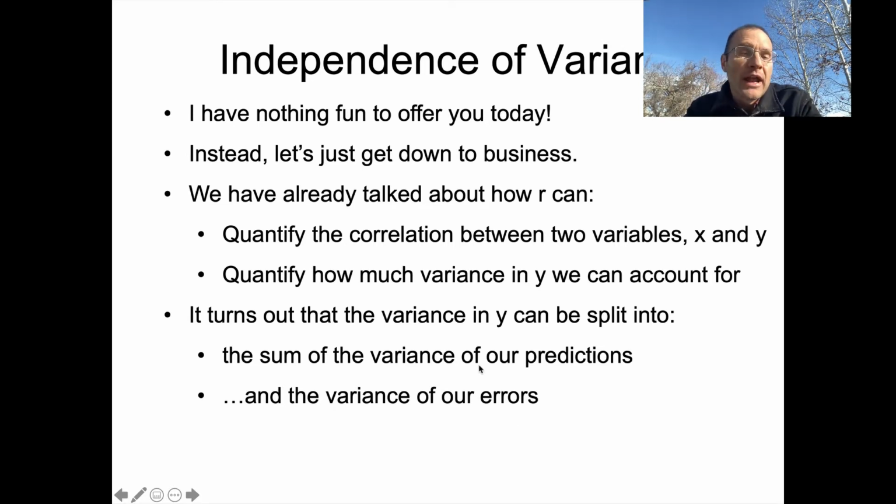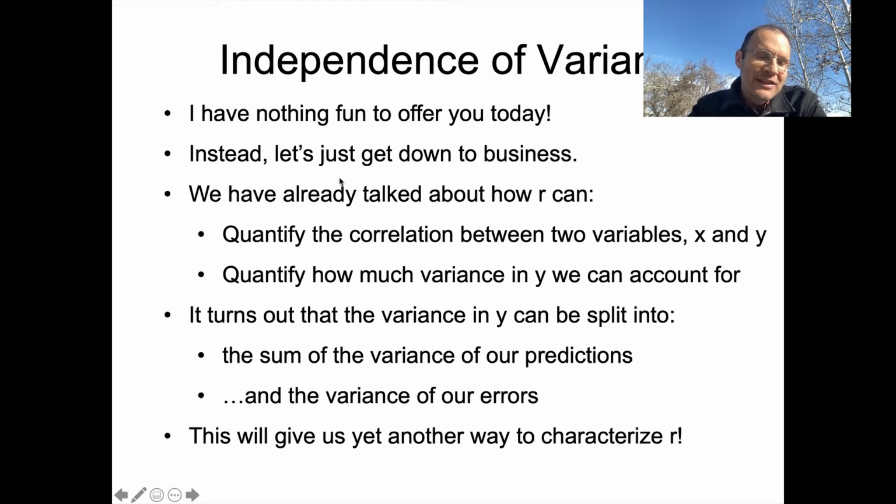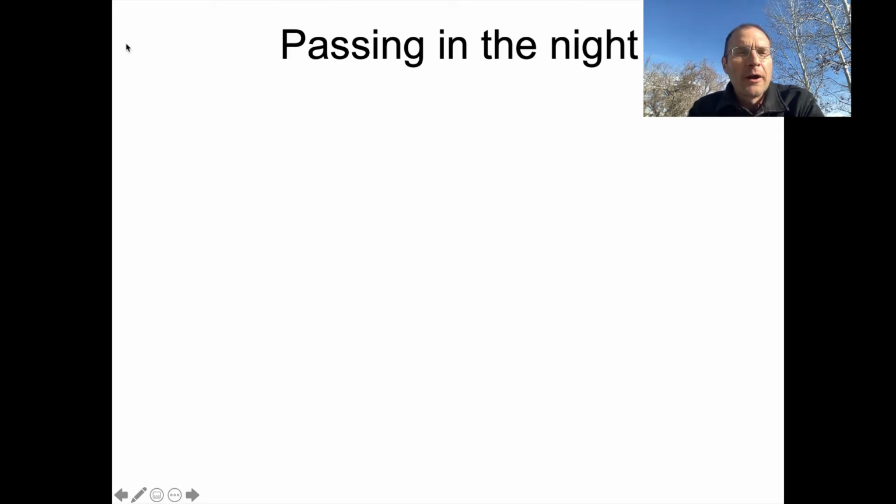Something we have talked about before as we have walked through the math is that the variance in Y can be split into the sum of the variance of our predictions based on X and the variance of the errors that we make based on our predictions from X. We're never going to be perfect, but the interesting thing is that this split will be perfect. There's going to be a clear delineation between the amount of Y we can predict and the amount of Y that we cannot predict. And that will give us yet another way to characterize R.